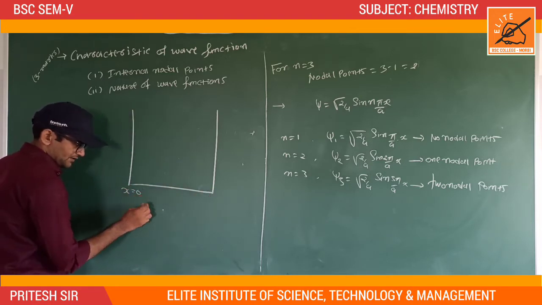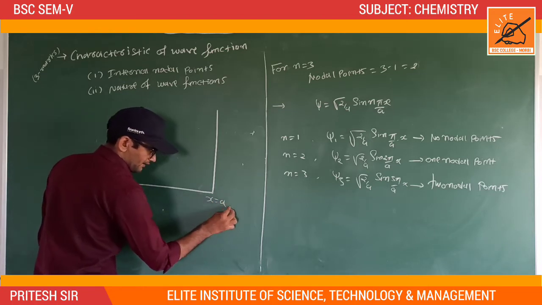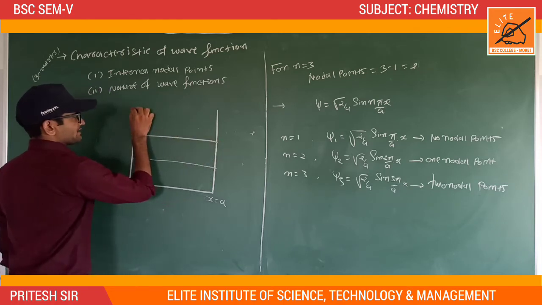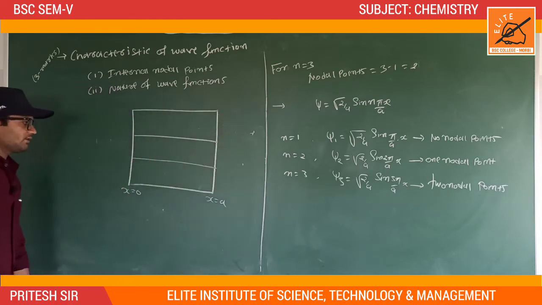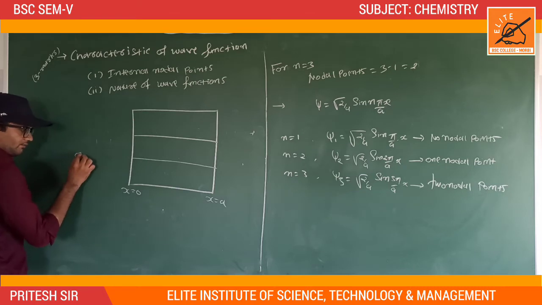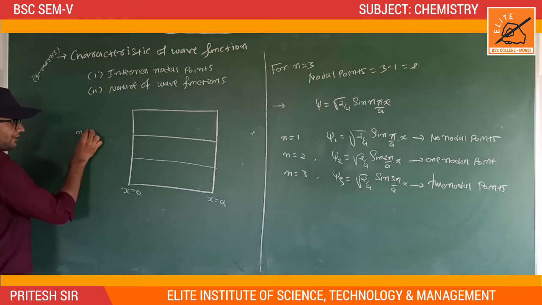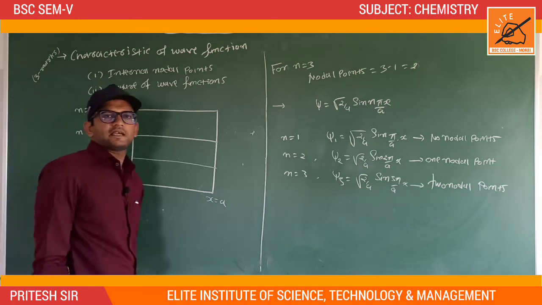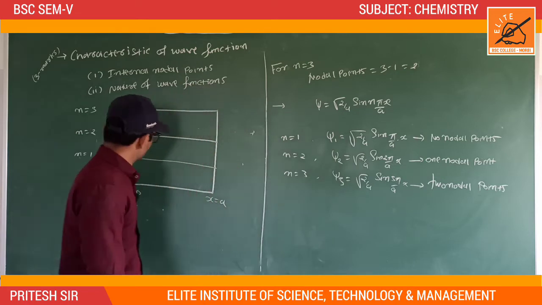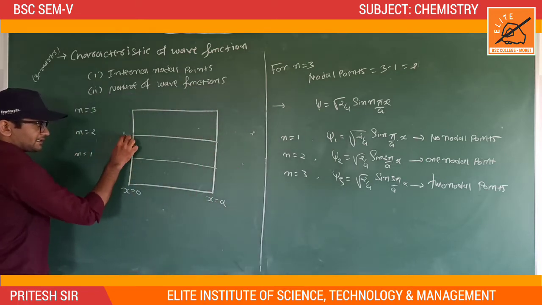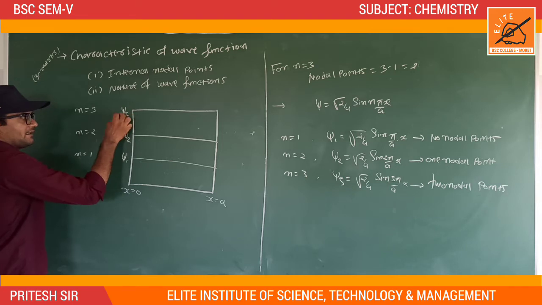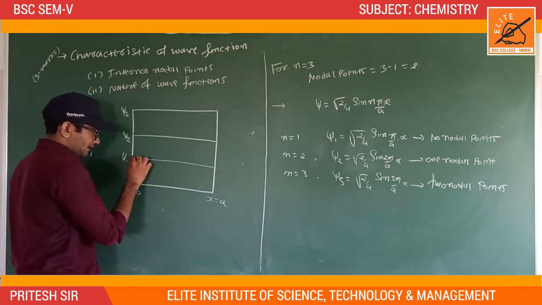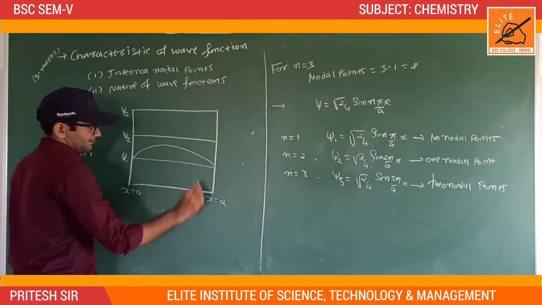Here x is equal to 0, here x is equal to 1. This is the first energy level, this is the second energy level, and this one is the third energy level. So here the value of n is equal to 1, here value of n is equal to 2, and this is the third energy level. At n is equal to 1, wave function will become psi 1. This is for psi 1, this is for psi 2, and this is for psi 3. So first energy level, the graph is like this type.